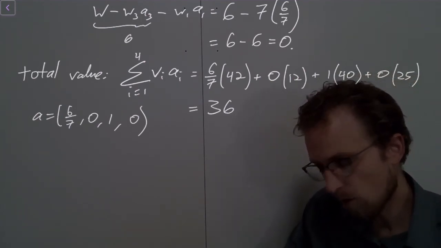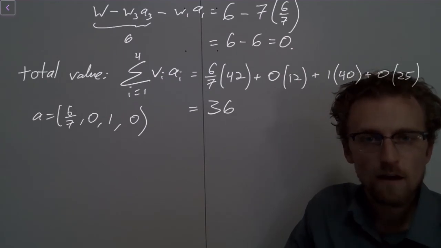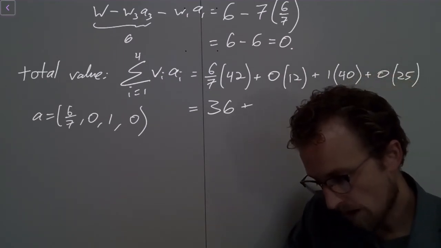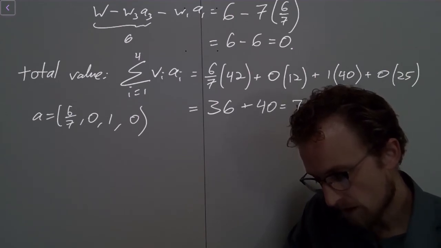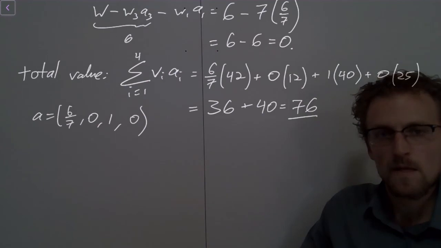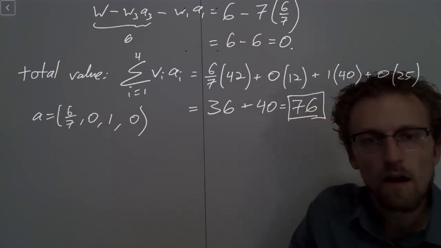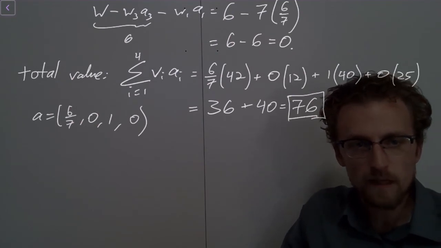So we took a total of $36 worth of item 1, plus all of the other one, all of item 3. And so we took a total value of 76. Okay. So that's the value of the objective as achieved by the greedy algorithm in this case.